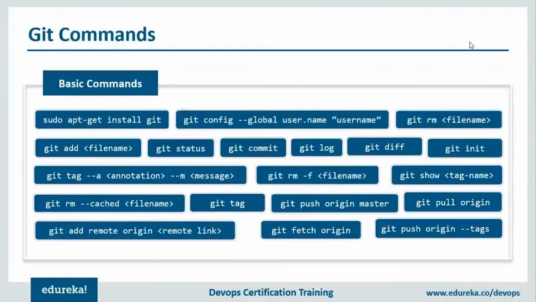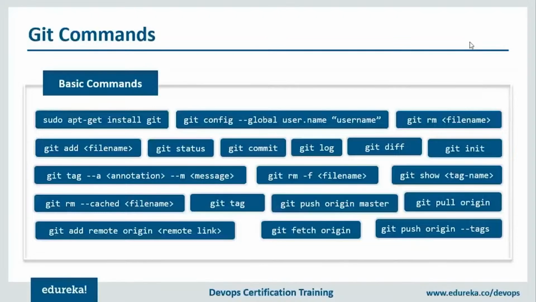Git tag with annotation and message is basically when you use tags to identify any commits. So if you have to work with any specific commit, like 10 commits back from the present position, then each commit has a commit ID, as I told you before. You can mention that commit ID to the tag and then you can use it. Git rm -f file name is to forcefully remove the file that is present in the staging area. Similarly, git show tag is to just use the tag that you're using.